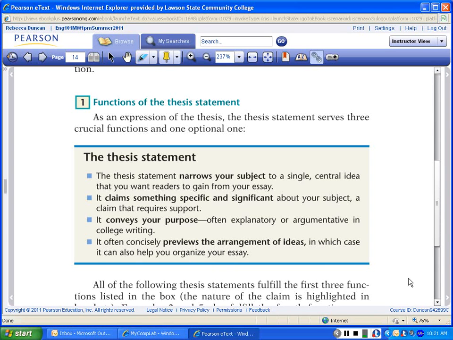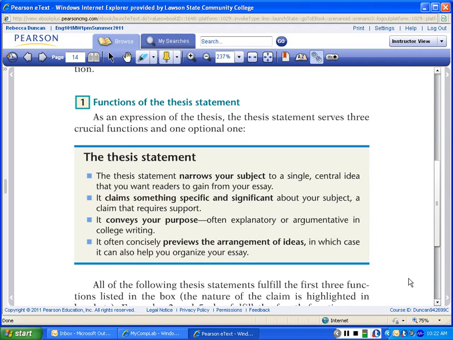The last one, and this is something we're going to practice doing, is previewing the arrangement of ideas. Like if we have a statement of, this is the most important priority in my life, whatever that is, it will be unique to you, and we know that you're focusing on importance, you would say "because," and kind of preview the reasons that you're going to give in your paper.